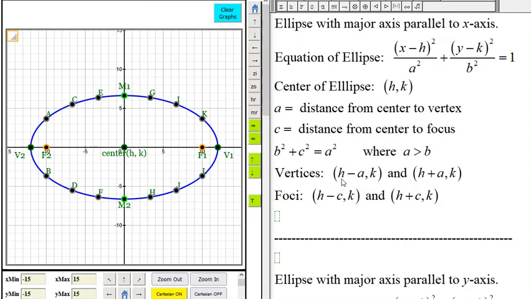The vertices will be located at h minus a, k, and h plus a, k. The two foci will be at h minus c, k, and h plus c, k.